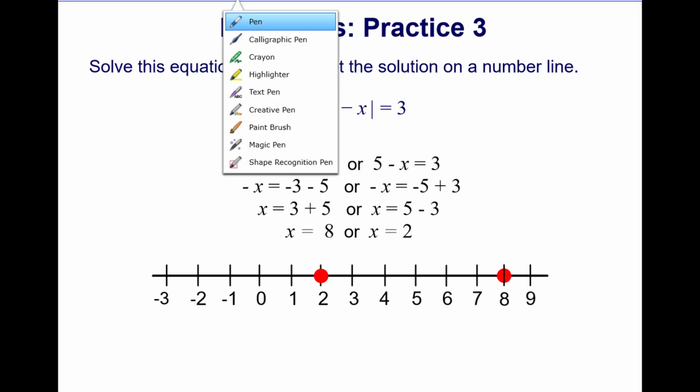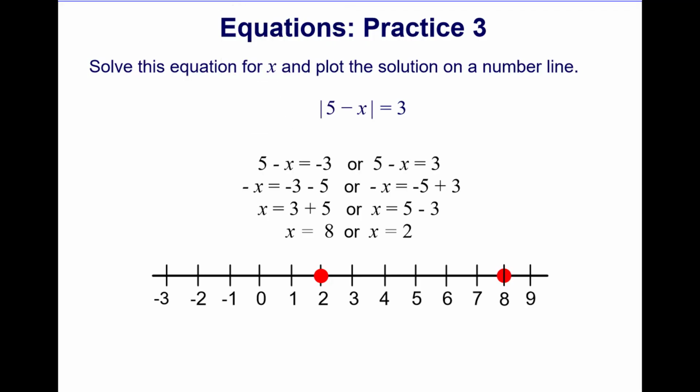I'd also like to point out that they are both 3 units away from 5. So here is the number 5, and 2 is 1, 2, 3 units away, and 8 is also 3 units away. So they're both 3 units away from the number 5.